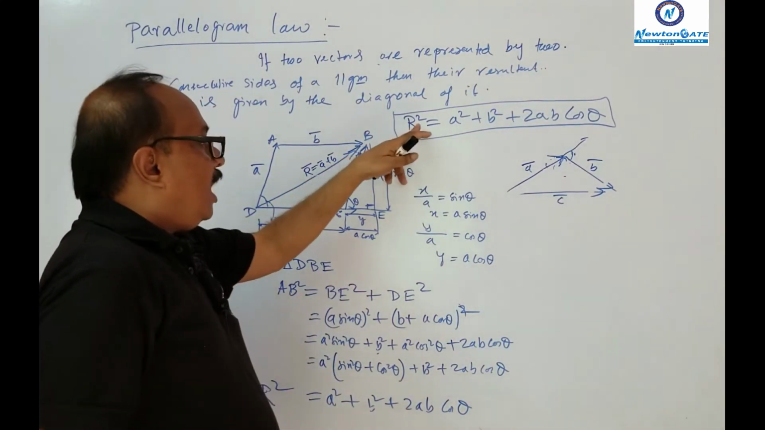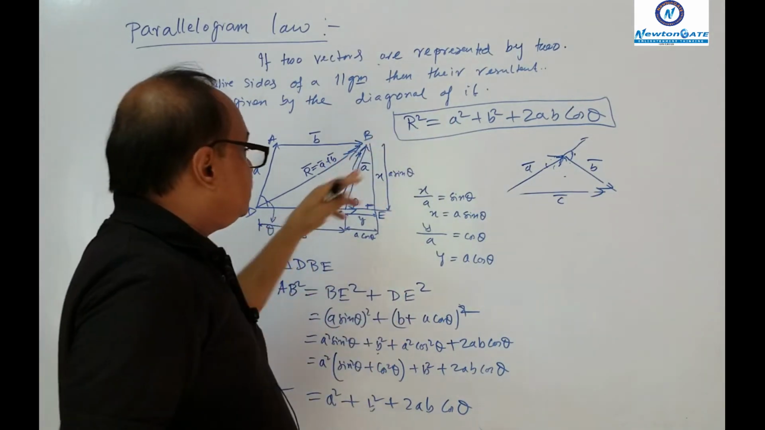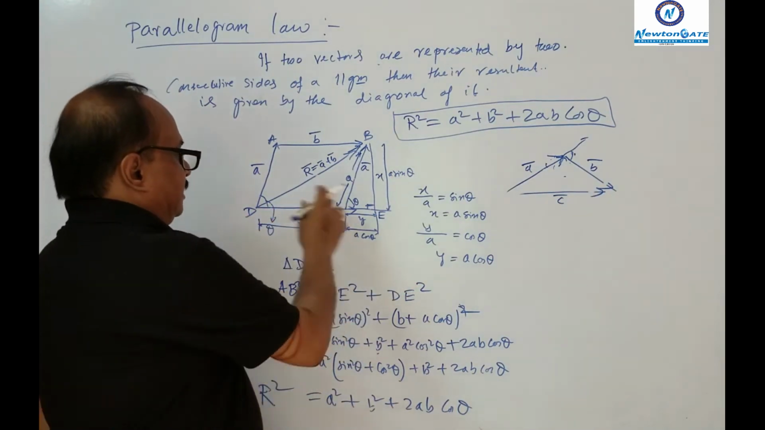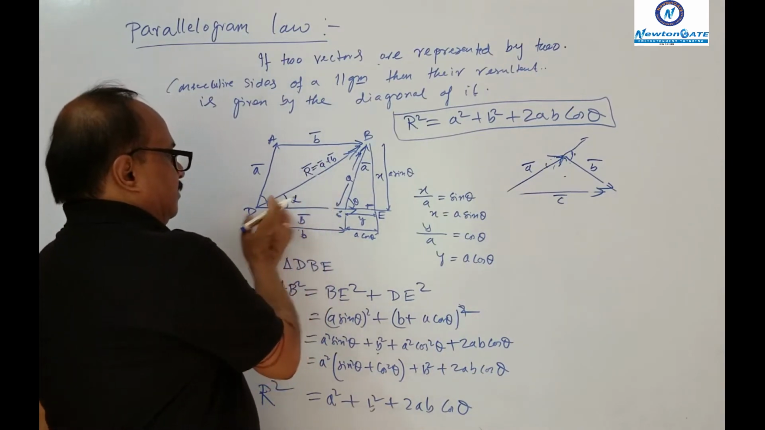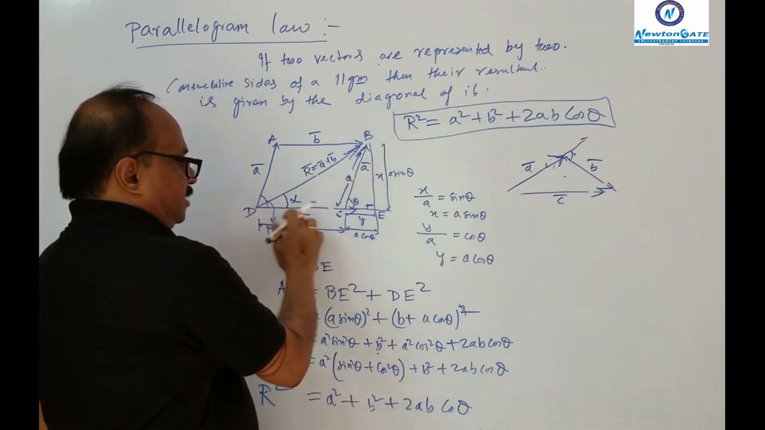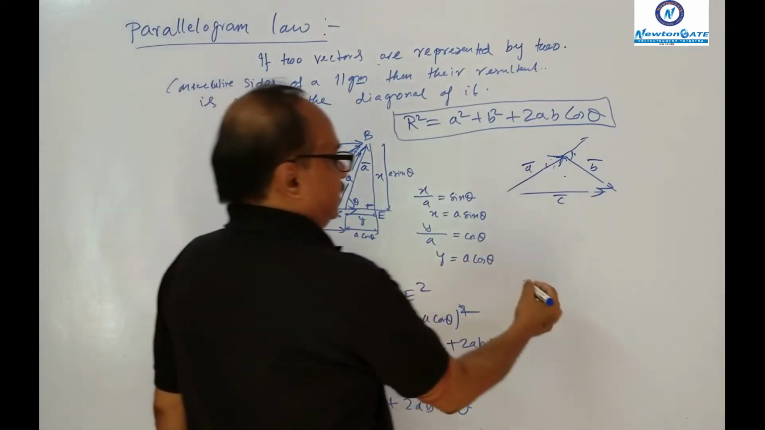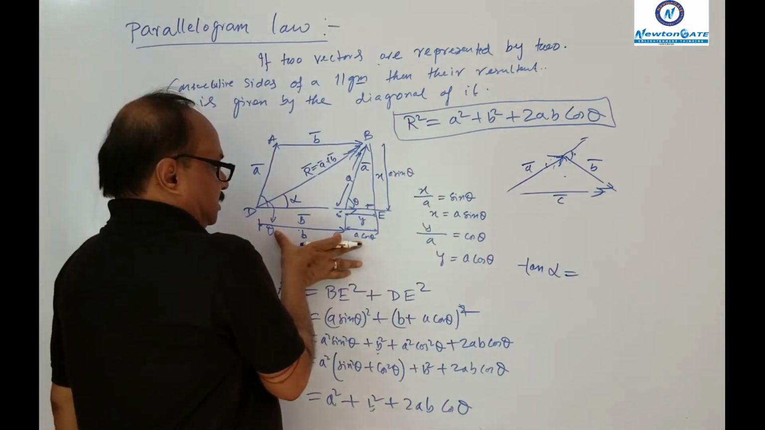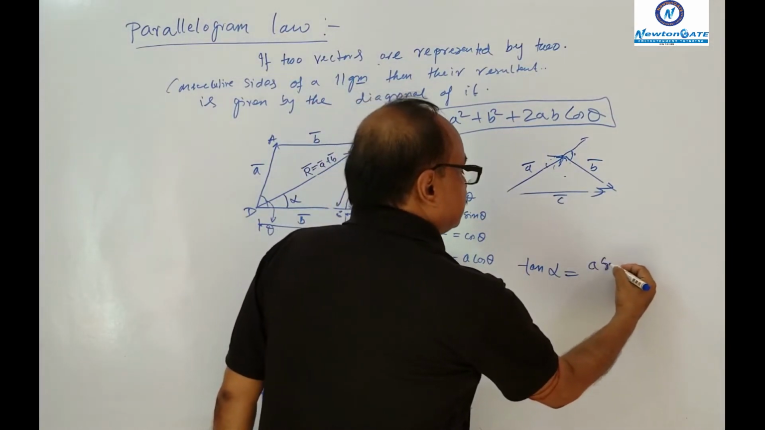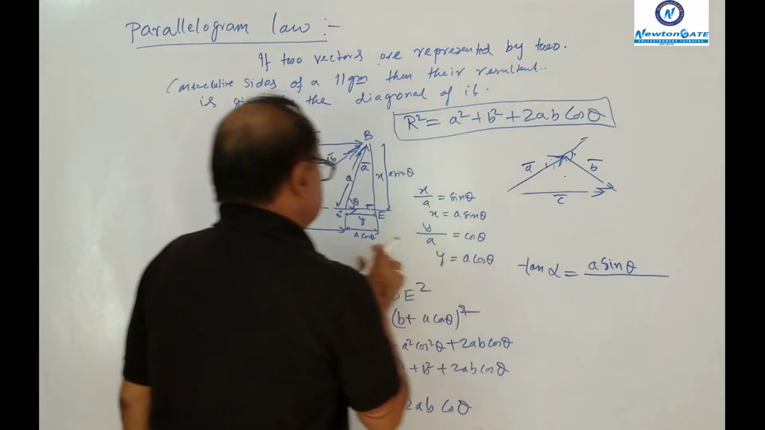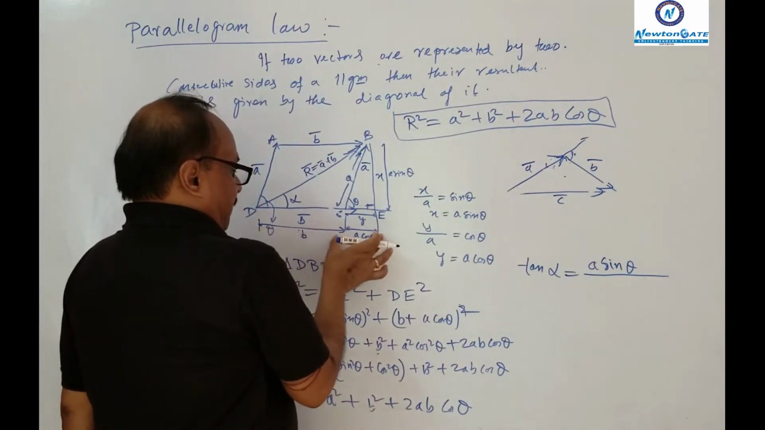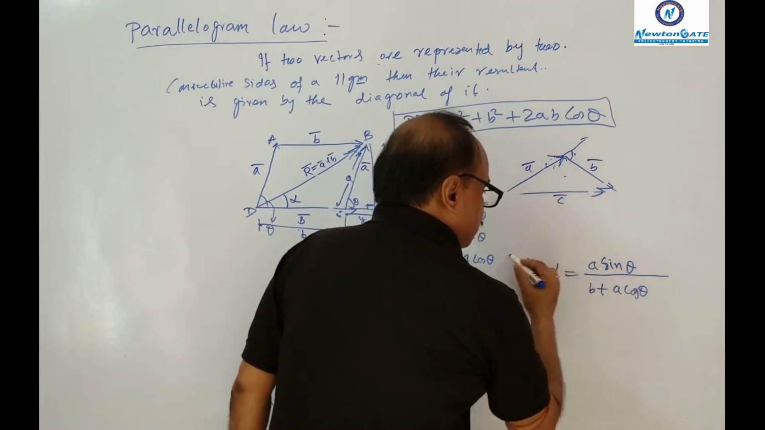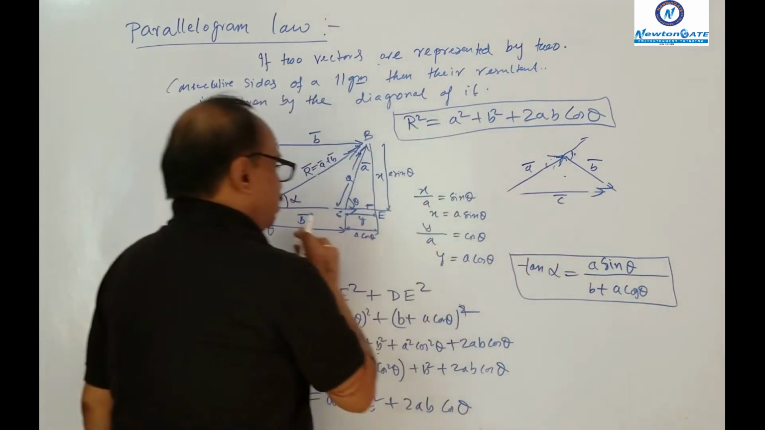Now I have to get the direction, which direction this resultant is in, with reference to one of the vectors. So how can I do that? See, let us make this angle alpha. The resultant vector is making an angle alpha with the vector b. Then tan alpha is nothing but opposite by base. Opposite is A sine theta, and base is B plus A cos theta. So the direction of the resultant also I got it.